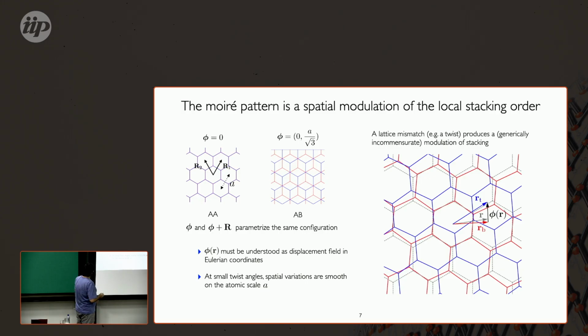And I will always assume, and that's why we're going to use continuum models, that the spatial modulation of this field is smooth on the atomic scale. And that is true for a small twist angle, even when you include lattice relaxation. And the reason is because this is a 2D material problem, so very stiff within the plane and very soft out of plane.